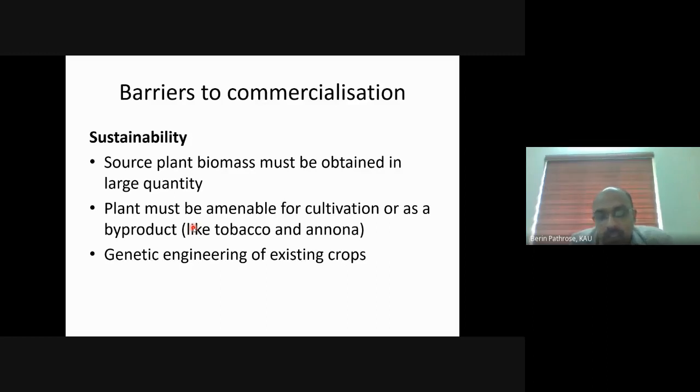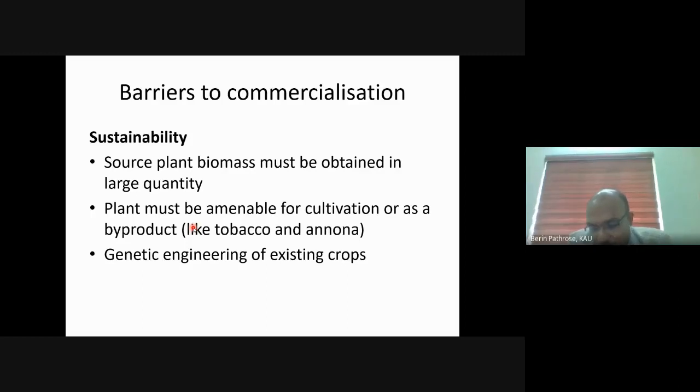Tobacco won't be available in a natural situation. Annona, you have to go for cultivation of Annona. But it is difficult to cultivate these crops on a large scale only for pesticide extraction. Otherwise, we may get it as a byproduct. In tobacco and Annona, usually what people do is use the waste tobacco material.